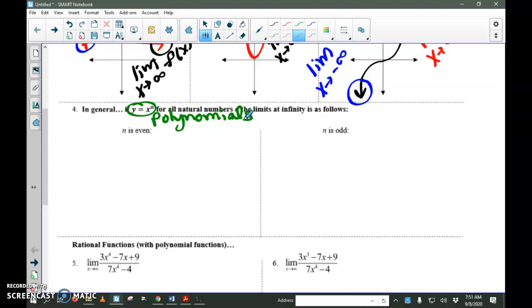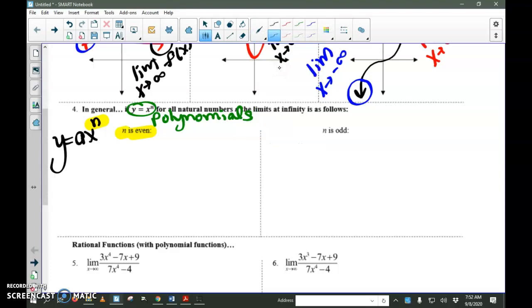Okay? Things like what we did up above: constant functions, quadratic functions, cubic functions, lines, etc. For all natural numbers n, that means the exponent is 1, 2, 3, 4, 5, 6, 7, etc. The limit at infinity is as follows. So if n is the exponent, if the exponent is even, in other words, if I have y equals ax to the n, and this n is even, I'm going to have two scenarios occur.